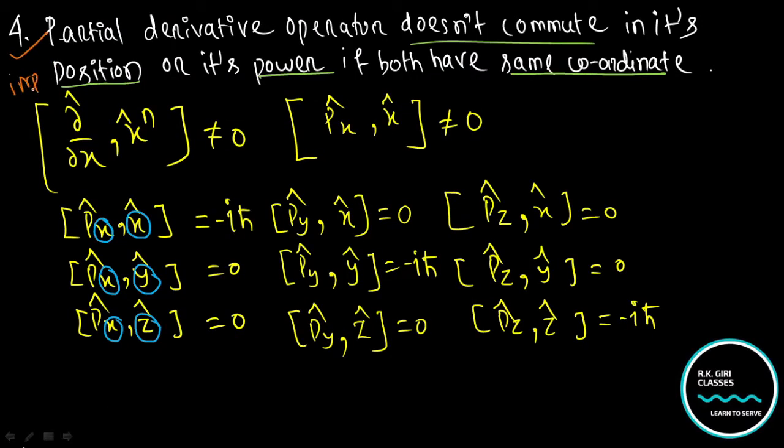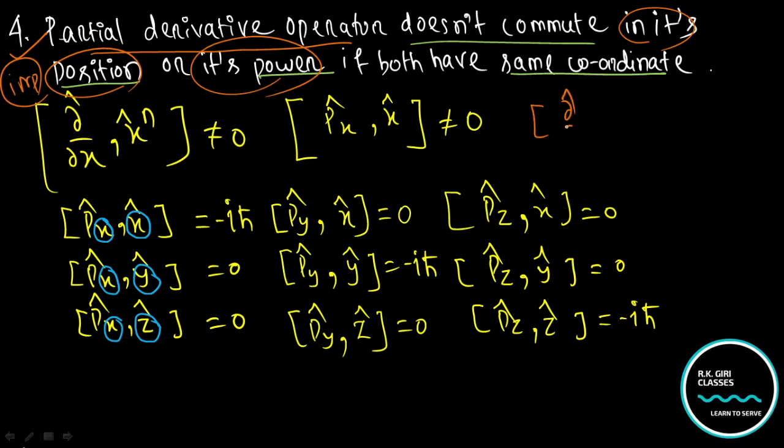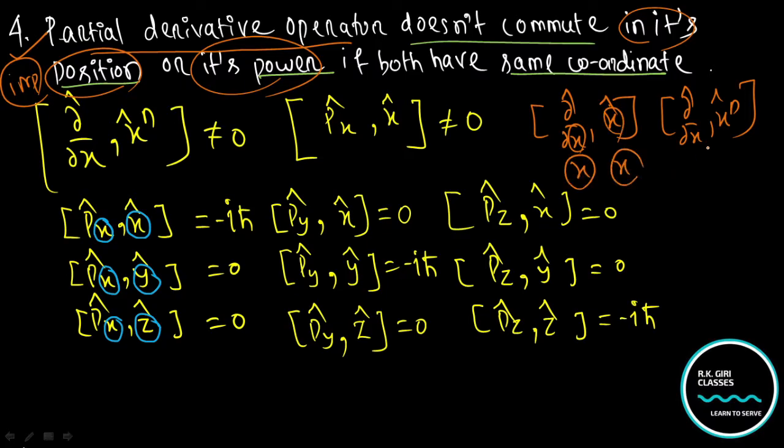Now an important point is coming right now, then we will solve the question. A partial derivative operator does not commute with its position or its power. That means like this. This is partial derivative, if this is like this or if this is like this, right? That is del by del x. This is partial derivative with respect to coordinate x, here coordinate x, but power is there, doesn't matter. If your partial derivative has the same coordinate as that of position, then they will not commute, right?